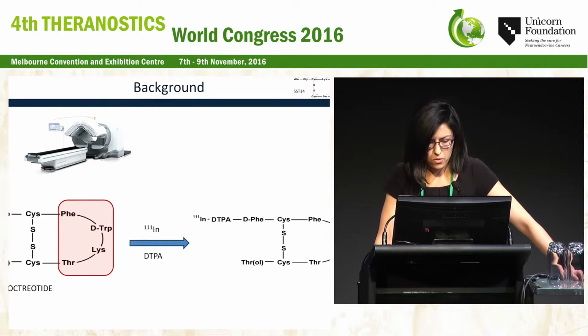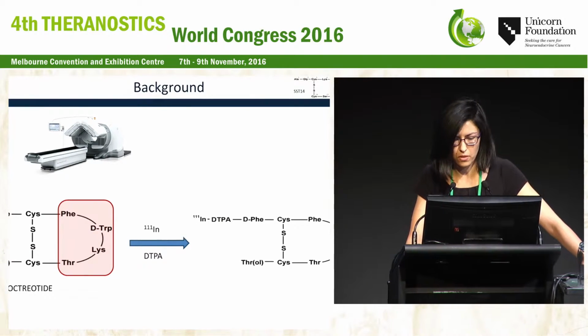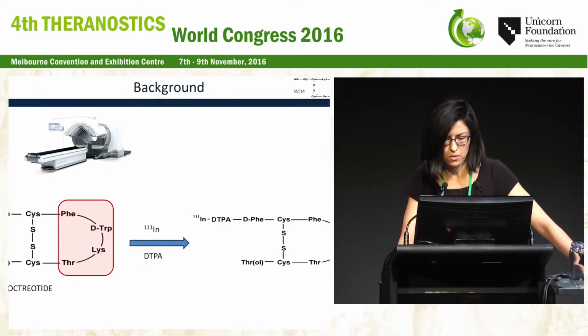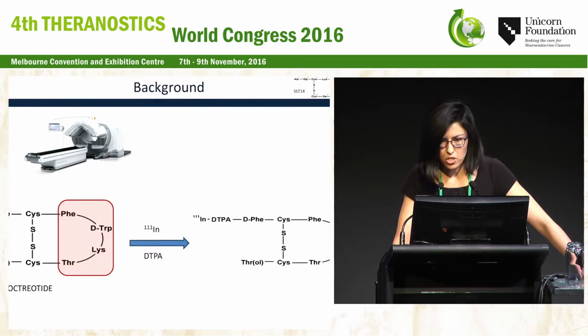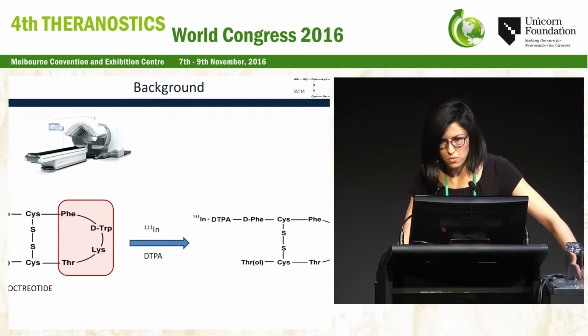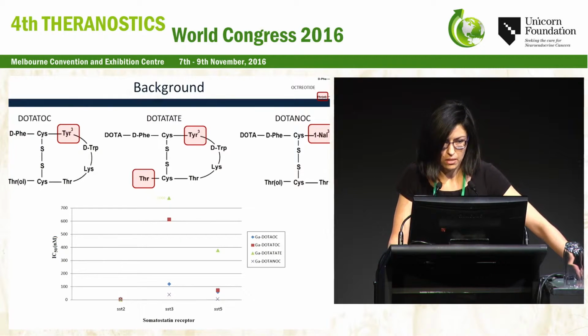The first one was octreotide, which was largely used for imaging applications after its conjugation with DTPA chelator and its labeling with indium-111. The modification of one to two amino acid residues in octreotide leads to the most used somatostatin analogues in PET imaging: DOTATOC, DOTATATE, and DOTANOC.